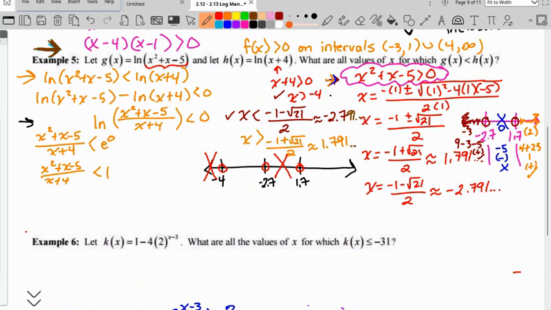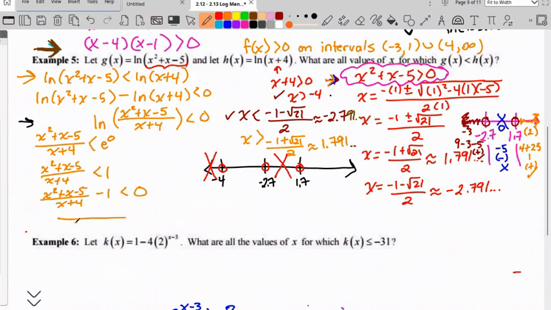Okay, so let's go ahead and take a look at this. How can we solve it then without multiplying both sides by x plus 4? So another valid option, which like I said is a good way to remember in general, we can just subtract that 1 from both sides. So that's going to give me (x squared plus x minus 5) over (x plus 4) minus 1 is less than 0. Now, let's go ahead and rewrite that over the common denominator.